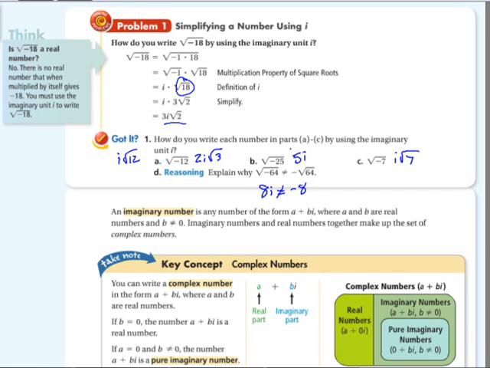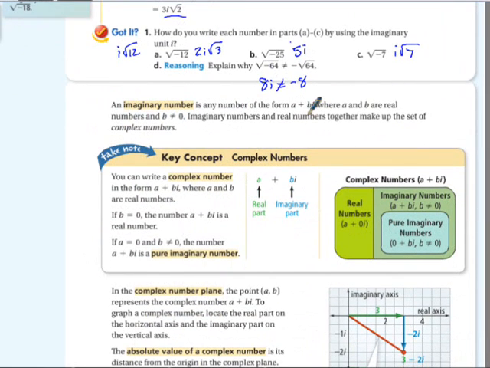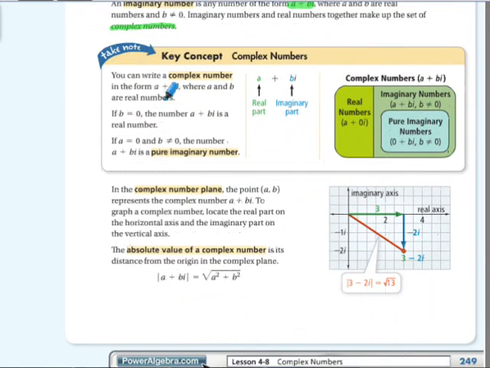An imaginary number is any number of the form a plus bi, where a and b are real numbers, and b is not equal to 0. Imaginary numbers and real numbers together make up the set of complex numbers. We can write a complex number in the form a plus bi. That's the real part, and that's the imaginary part. If a equals 0 and b does not, the number a plus bi is a pure imaginary number. And so we'll take a look at what that looks like also.